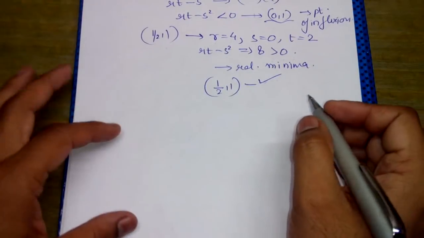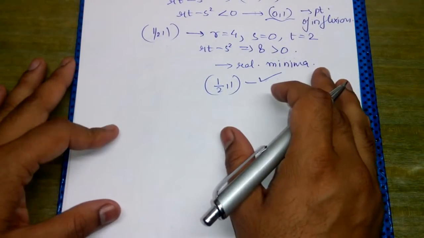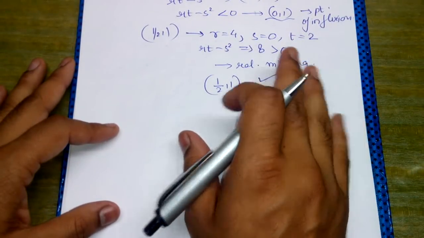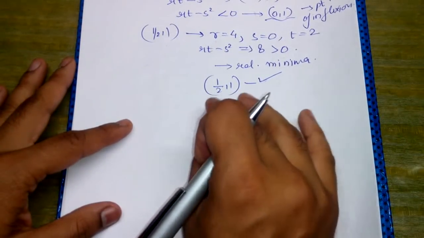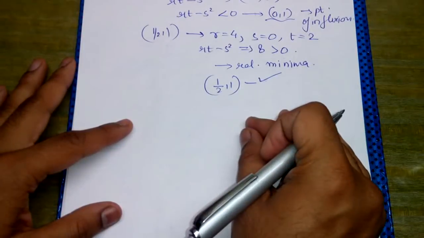Okay, so with this we come to the end of this particular lecture. In the next lecture we shall be studying the gamma functions, the beta functions, the area bounded by the curves, and vector algebra.